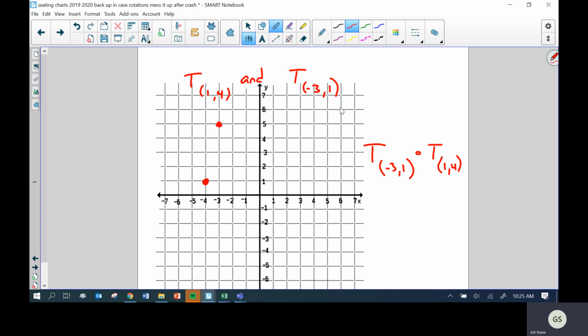My second translation would then be -3 and 1, which means I need to move it left now, because -x means left. 1, 2, 3, but then still up 1.